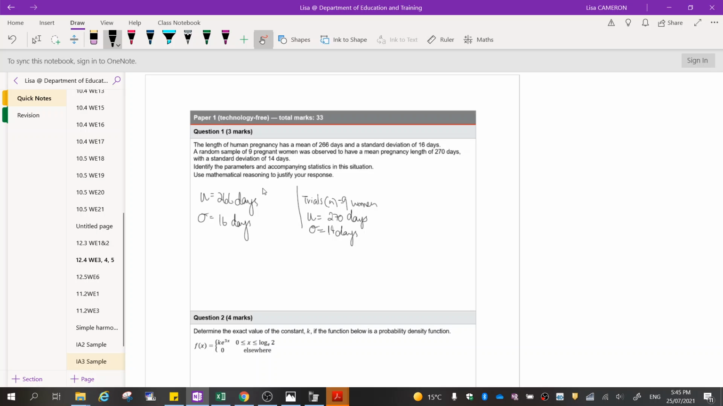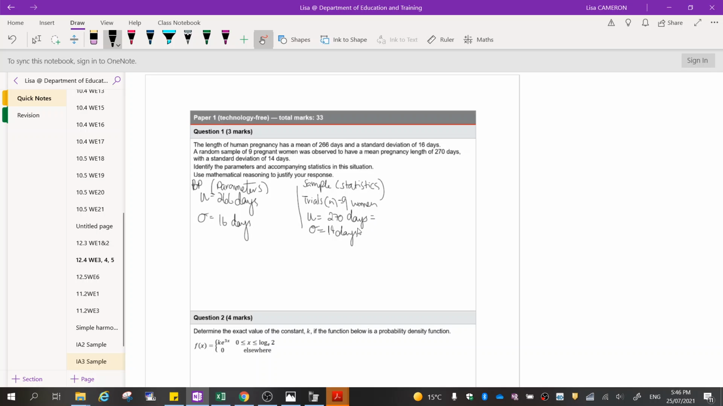Okay, so parameters go with the population and statistics go with the sample. So if this was our population data here, that's the population, therefore that's the parameters. And over here, this is the sample. So then that relates to the statistics. So I'm guessing what they mean by some mathematical reasoning to justify your response is putting that in words. That population data refers to the parameters and sample statistics refers to, well, the statistics that go with the sample.